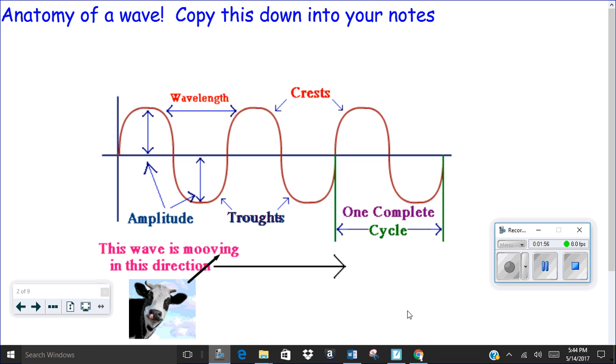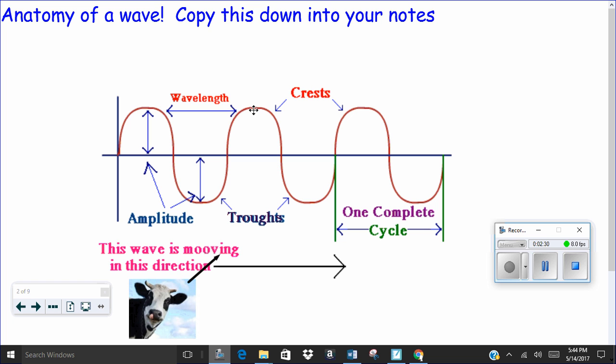Here is the anatomy of any sine or cosine wave. You might have seen this before in pre-calc or algebra 2. So there's 2 ways to define wavelength. If you start from the equilibrium point, you go up to the maximum position, back through equilibrium, down to the minimum position, back to equilibrium. That's considered a wavelength. Also, if I go crest of one wave to the crest of another wave, that's going to be the same distance. That's also considered a wavelength.